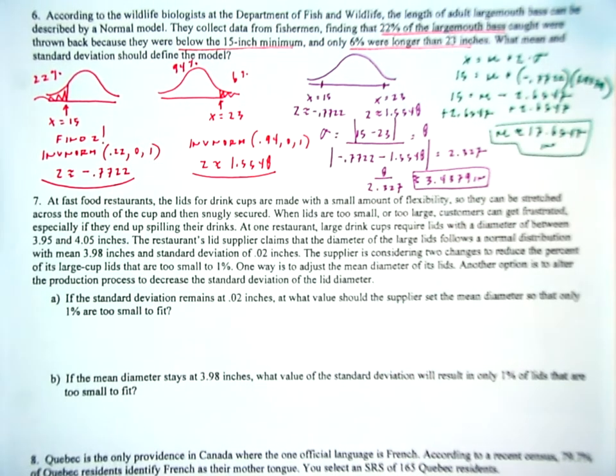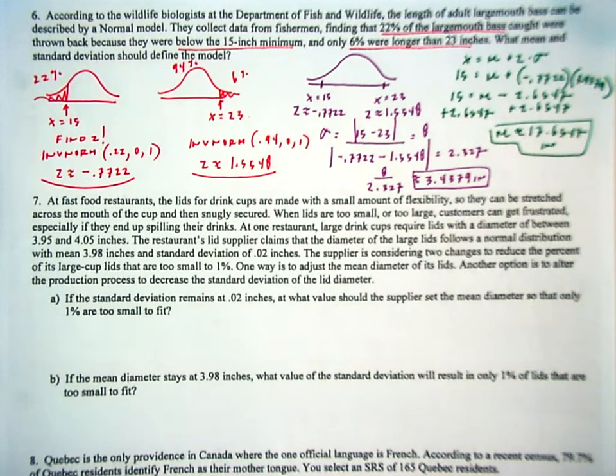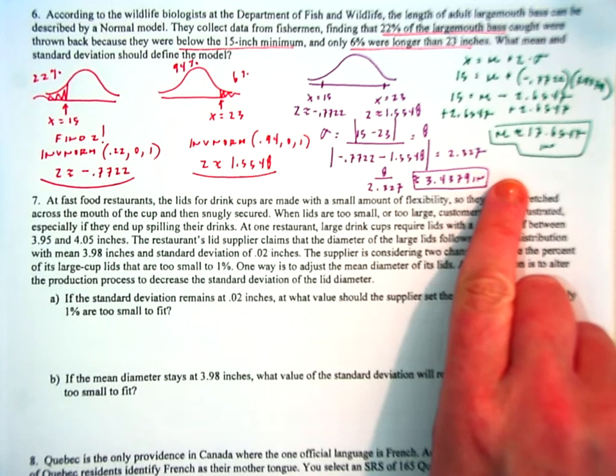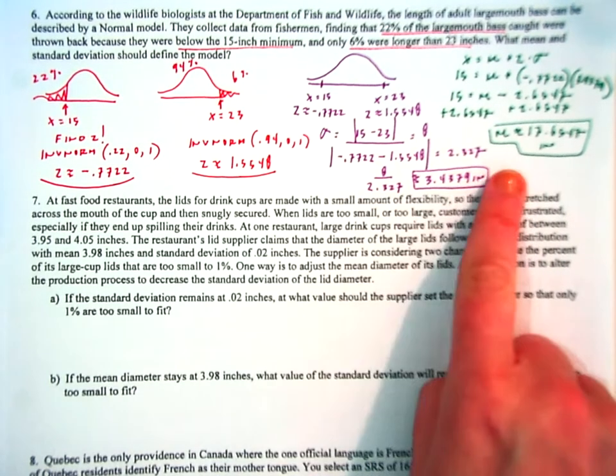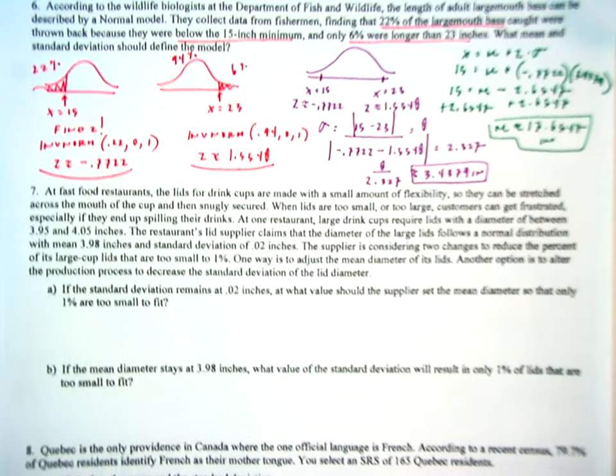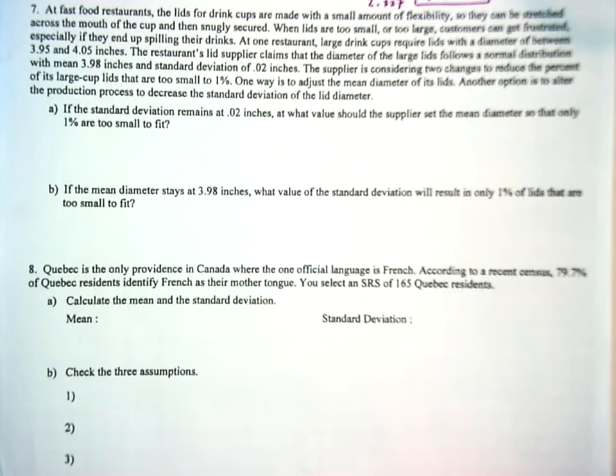All right, so the largemouth bass have a mean of 17.6547 inches with a standard deviation of 3.4379 inches. Okay, there are several more of these that you can practice in older warm-ups if you want to go back and have more practice. I think I also have one in our challenge. All right, moving on up.